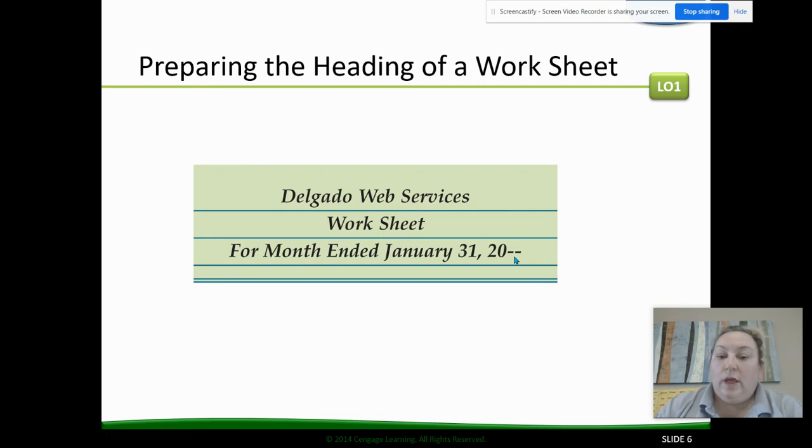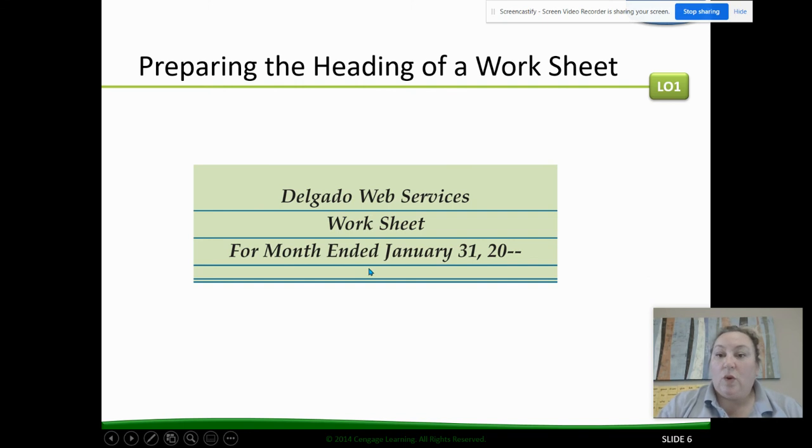If we're looking at one specific day, it would just be January 31st. But since we're looking at what happened over the whole month, and all of the income and all of the expenses that were paid during that month, it'll say for the month ended. So if this was a quarter, it'd say for the quarter ended.